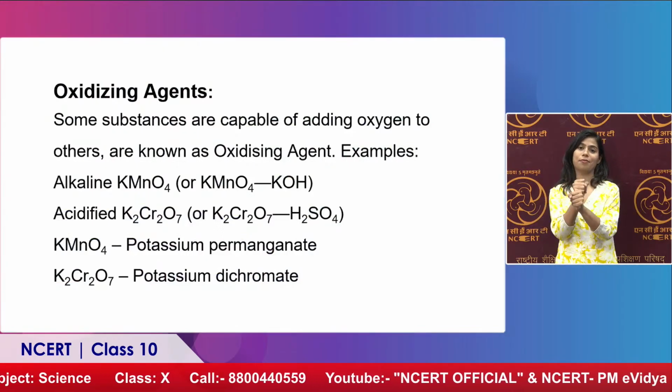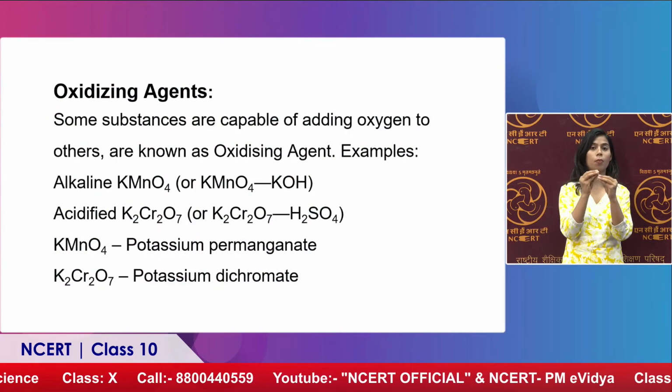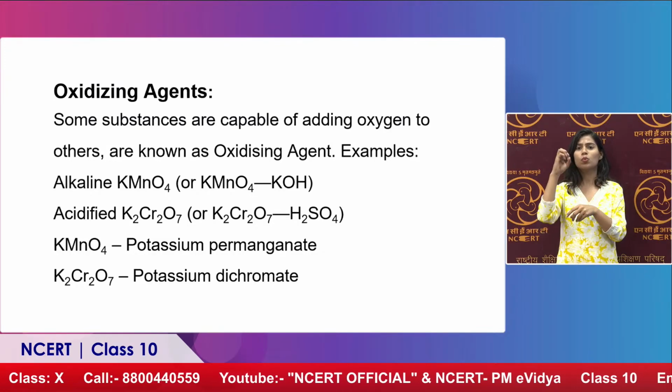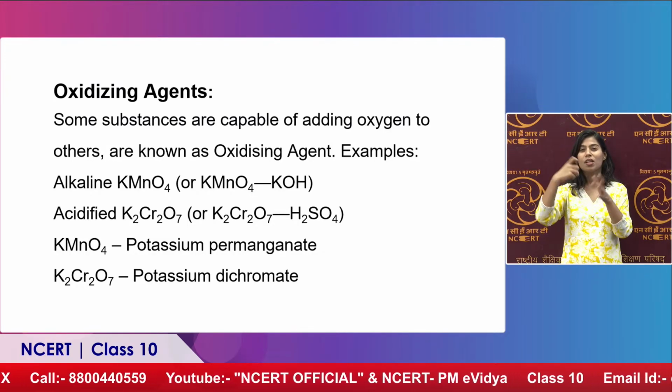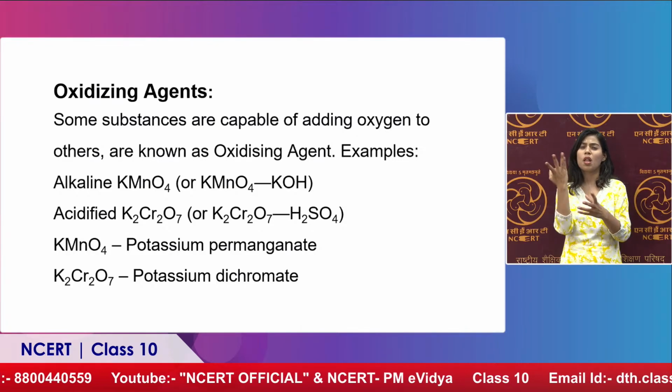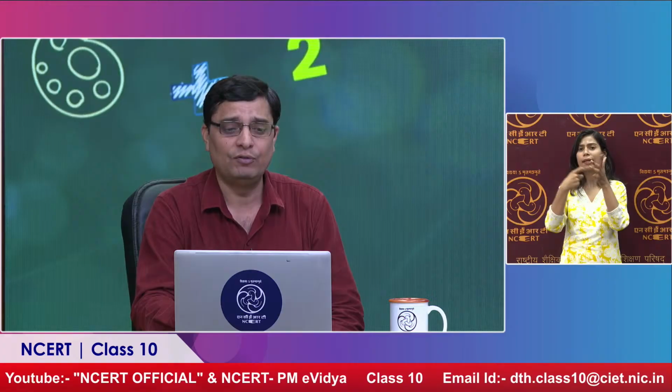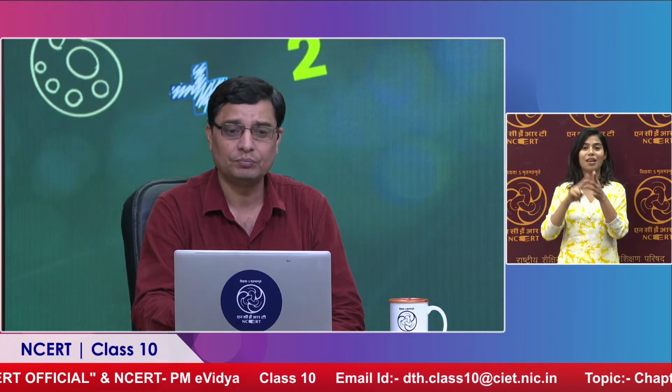Right. And we want to add one more point: K2Cr2O7 is a strong oxidizing agent. Many chemical species and many chemical reactions can be efficiently and effectively oxidized by potassium dichromate.